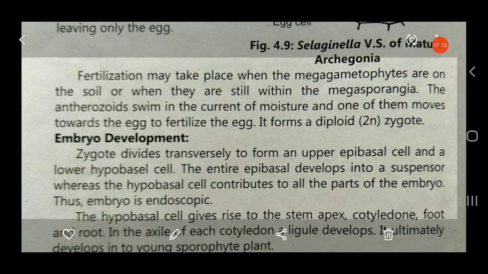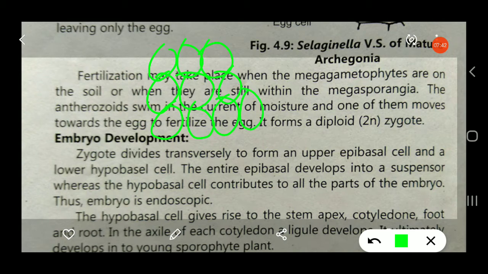Then when the zygote is formed, development takes place inside it, such as cell divisions, differentiation and redivision. Initially we see only a group of cells, known as the zygote. But when differentiation and division take place, this group of cells takes on different functions.